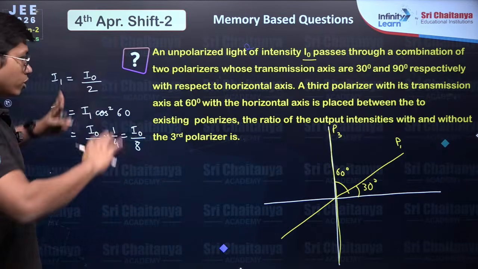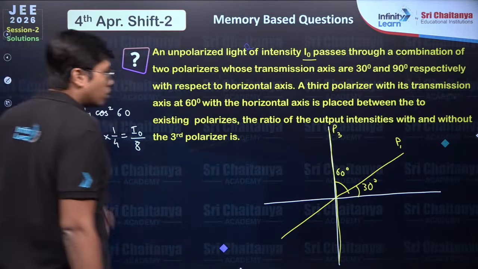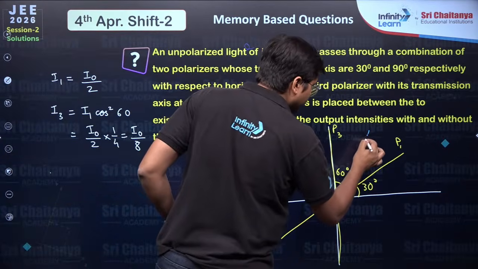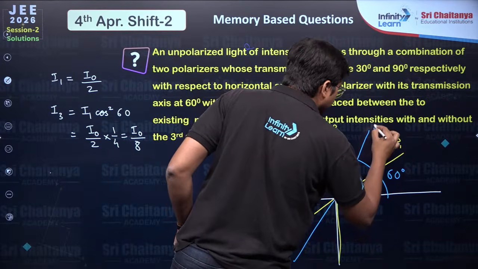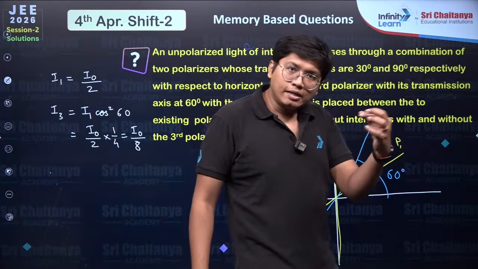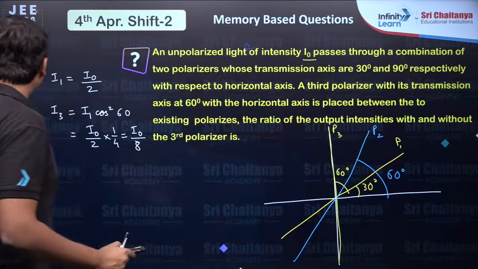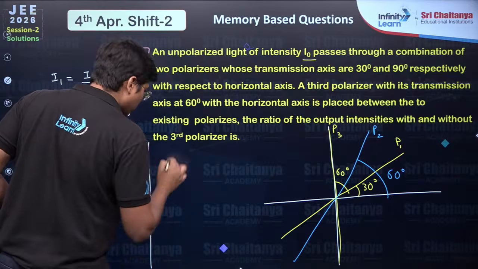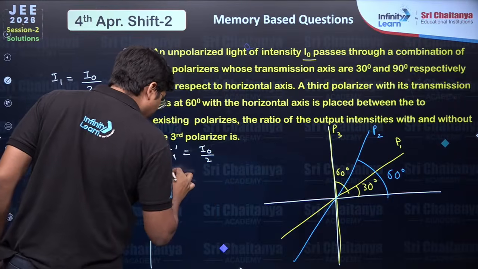Okay, this is done. Now what do I do? I introduce a third polarizer in between. I put in a third polarizer 60 degree with the horizontal. Something sort of like this. This is my P2. Now what happens? P1 still polarizes it as it is, from unpolarized to polarized. So I1 does not change. I1 dash, I will say, stays the same, I naught by 2, no problem there.